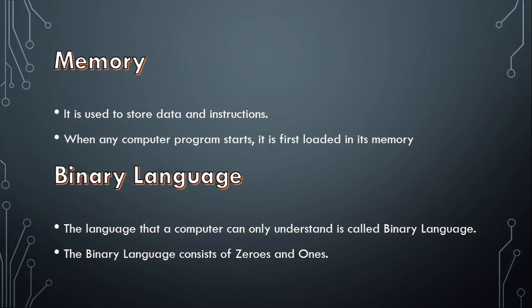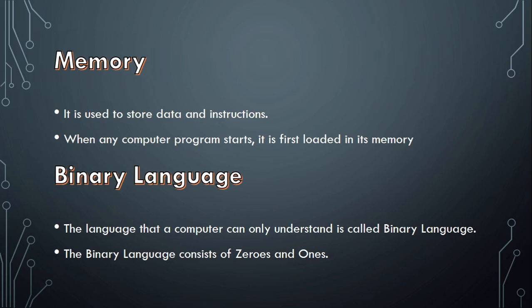Memory. A computer is just like a human memory. It is used to store data and instructions. It remembers all the things stored in it, and when we give commands to it, it fetches the information from its memory. Computer memory is a storage space in a computer where data is processed and instructions required for processing are stored. When any computer program starts, it is first loaded in its memory.